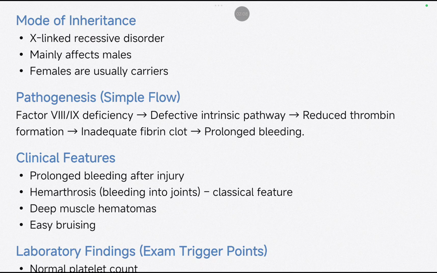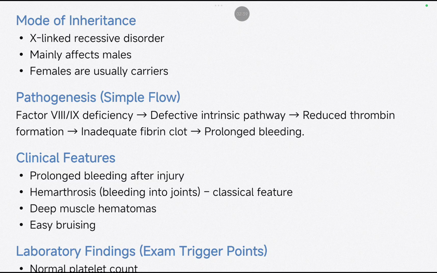What are the clinical features you will find? You will find that there is a prolonged bleeding after injury. There is hemarthrosis, which is bleeding into joints, and the most classical feature. If you are writing hemophilia, you have to write about this. So we did specific arthritis or septic arthritis. So what is the difference? See, there was pus into the bone, and here there is accumulation of blood into the bone. This is the main difference.